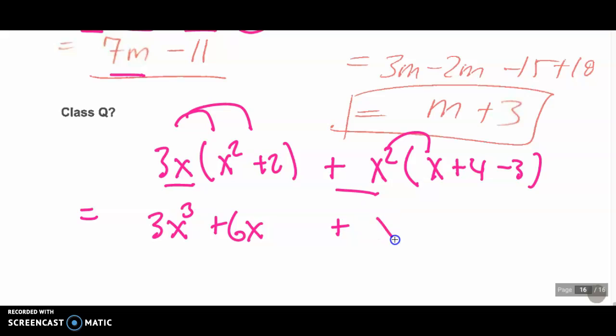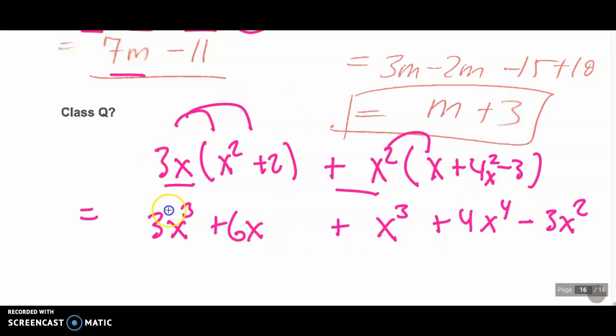x squared times x is x cubed. So sorry, you multiply everything in the bracket by what's in front of the bracket. So I'm going to put an x squared there. I don't know, why not? Okay, they're not in order, but x squared times plus 4x squared will get you plus 4x to the 4. And the last thing will be negative 3 times x squared, which will get you minus 3x squared.